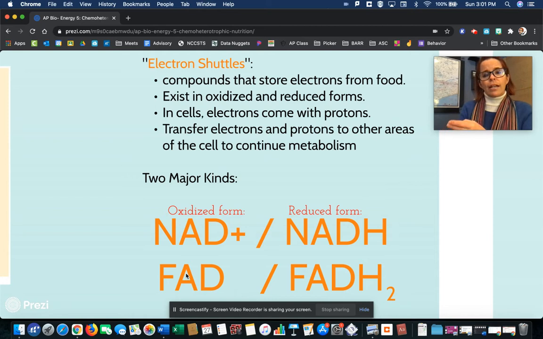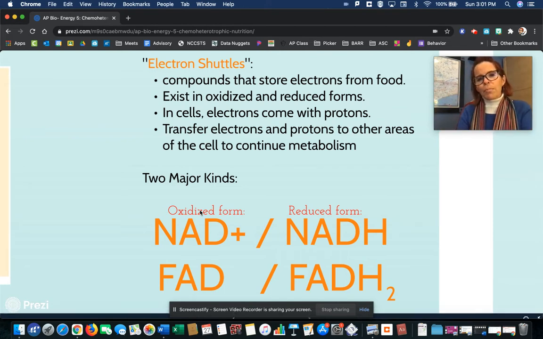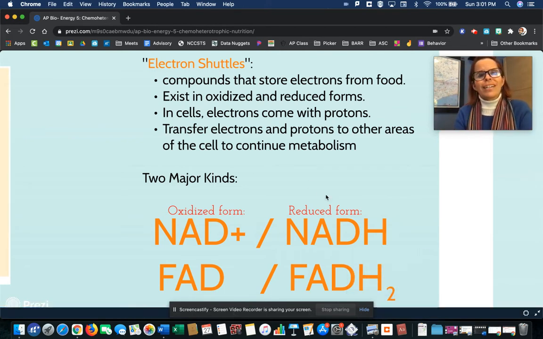So NAD+ and FAD. They exist in both oxidized, that's over here on the left side, and reduced. Remember, reduced means that they've gained some electrons. They've also gained some hydrogens. So it says in cells, electrons come with protons. Now let's practice that again.